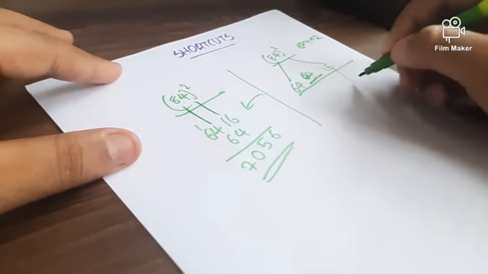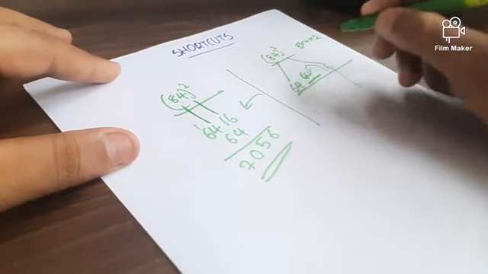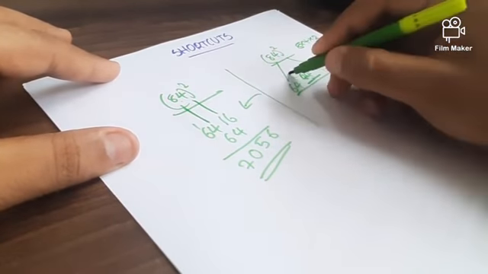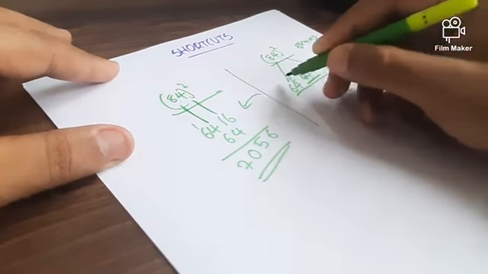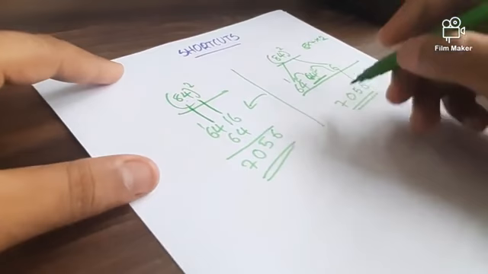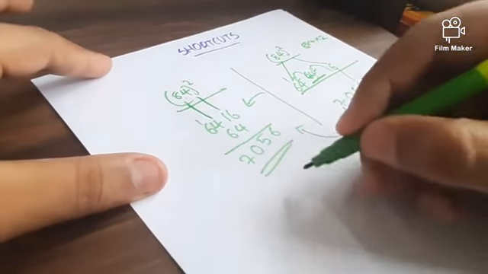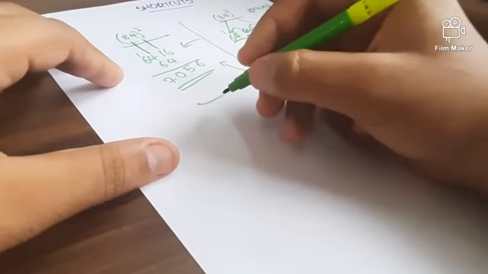First of all, write the unit number simply. Then add these two numbers, we will get 5. Then these two numbers, we will get 10. So we will get 7056. Is it the same answer we got before? Yes. Let's take another example.